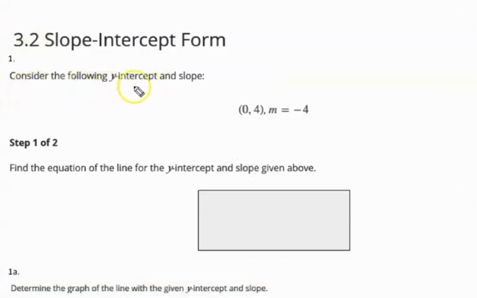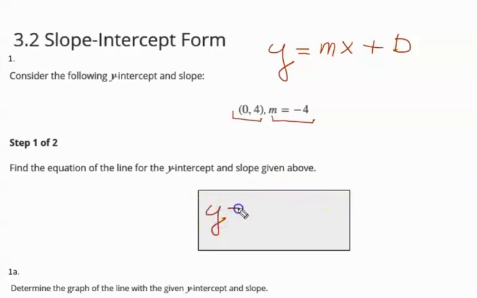Considered the following y-intercept and slope. There's your y-intercept, and there's your slope. They want you to put the equation in slope-intercept form, and you can write this again, y equals mx plus b. Take a moment, see if you can do that. Y equals your slope, -4. Be sure to include the x, and here we only include the +4.